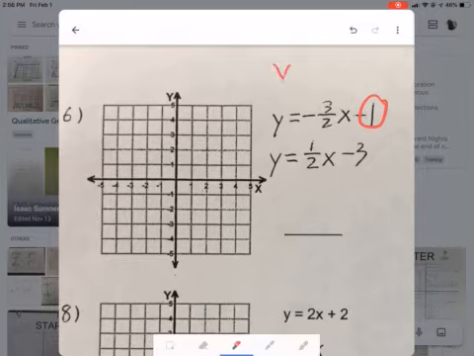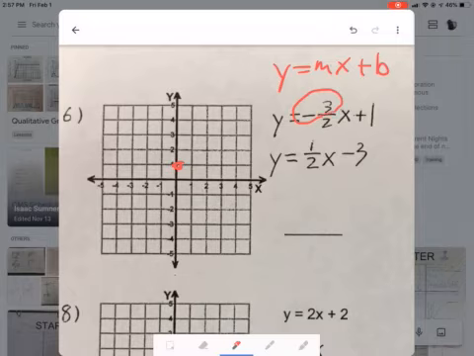y = mx + b. m is the slope, b is the y-intercept, so you begin at b. So b is plus 1 for the first one. And then the slope is rise over run. When you take that negative with the top one, that tells us that we're going to go down 3 and run 2 to the right.